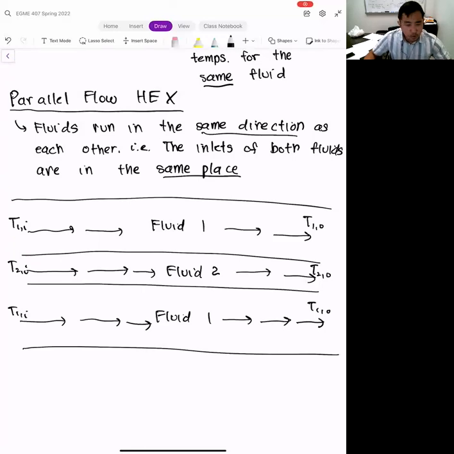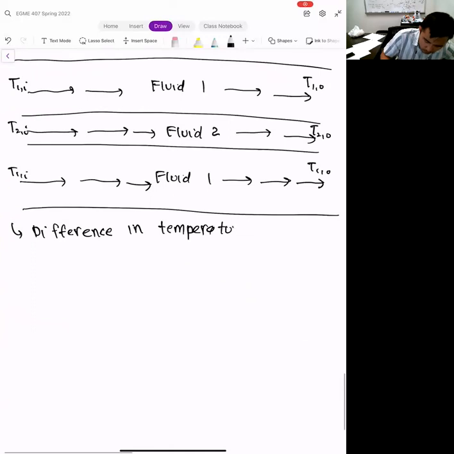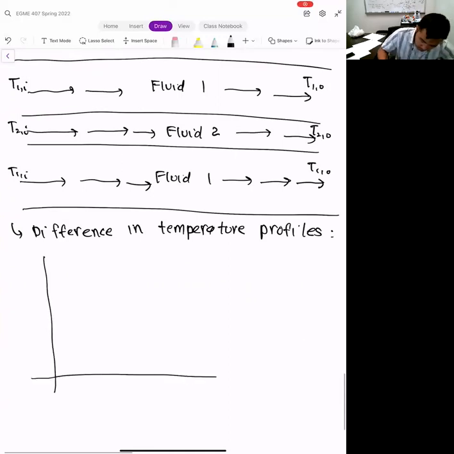The important thing to know about both geometries of heat exchangers is how the temperature profile develops within the heat exchanger. We drew these plots in class, but that's the big difference between the two. And so we have something that looks like this.